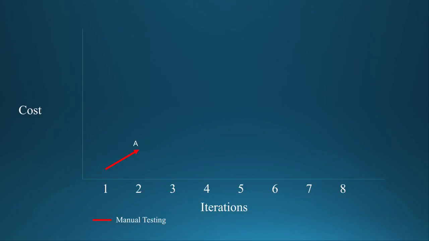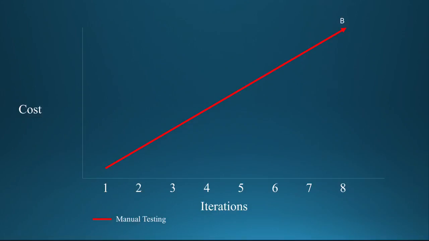So the red line here represents manual testing effort. And what I've got here in this example is two iterations of a run that would lead you to point A. But the next chart is a little bit more striking in terms of point B, which is you've run it 8 times, but you get an idea of the slope. Your costs will go up as the number of iterations goes up.